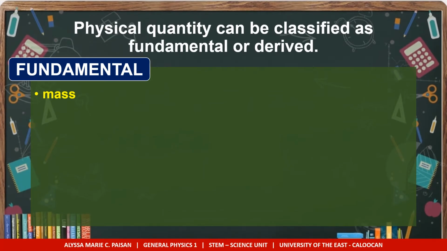Mass has the SI unit kilogram, which can be shortened into kg. You may be wondering what SI unit is. Don't worry, we will discuss SI unit in the next lesson.